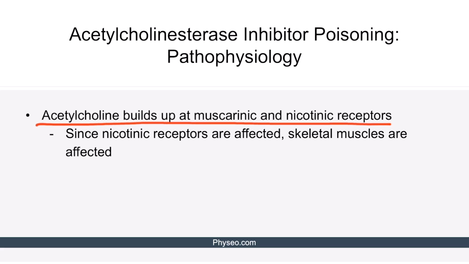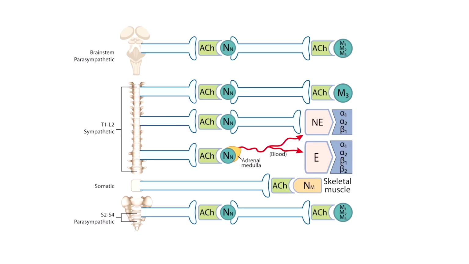Since nicotinic receptors are affected, skeletal muscles are affected in this type of poisoning. We will illustrate this in the next slide by taking a look at the basic layout of the autonomic nervous system. If you look back at our image depicting the basic layout of the autonomic nervous system, once again we see that there are muscarinic and nicotinic receptors throughout the body, and that nicotinic receptors are located on skeletal muscle.